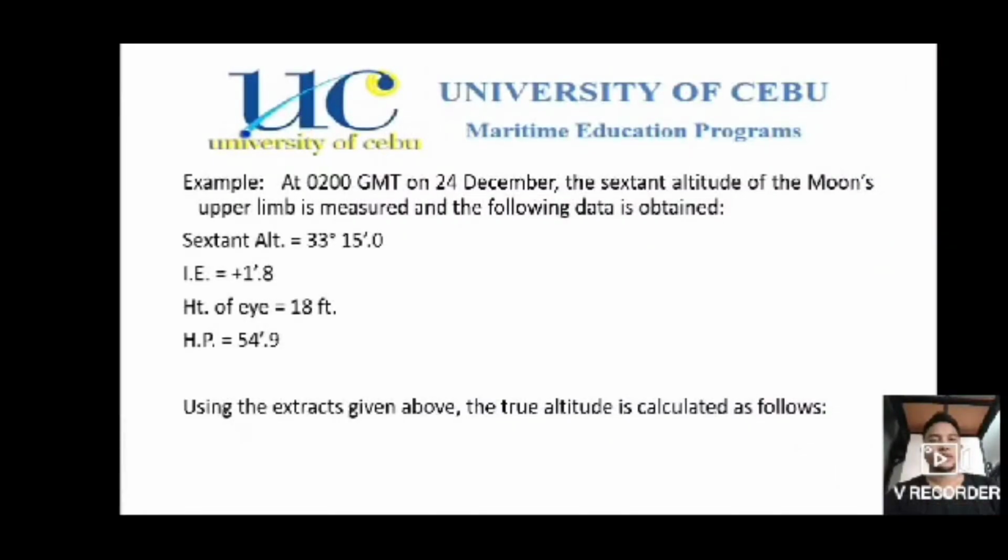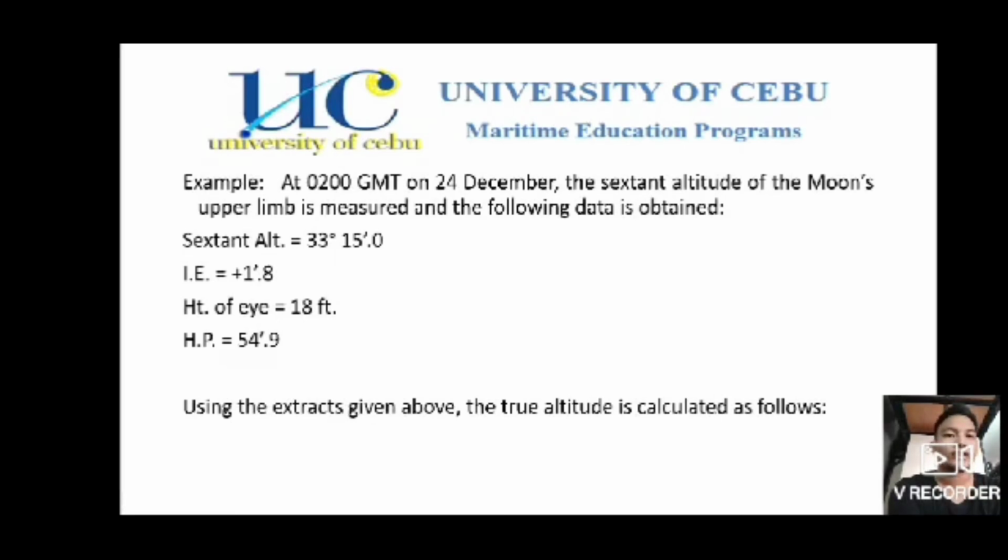Good day, I am Cadet Tisdor and I will talk about the examples for our report. Our example is at 0200 GMT on 24 December. The sextant altitude of the moon's upper limb is measured and the following data is obtained: sextant altitude is 33 degrees 15 minutes, index error is 1.8 minutes, height of eye is 18 feet, and HP is 54.9 minutes.